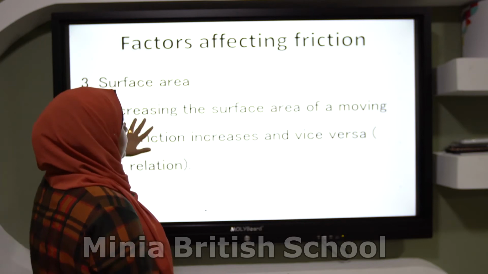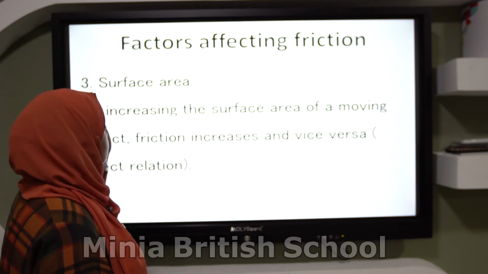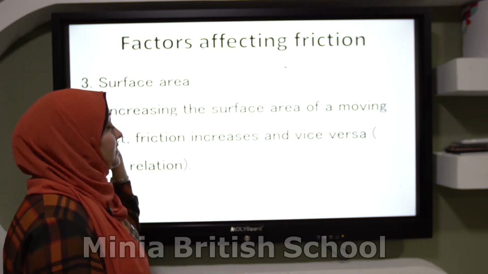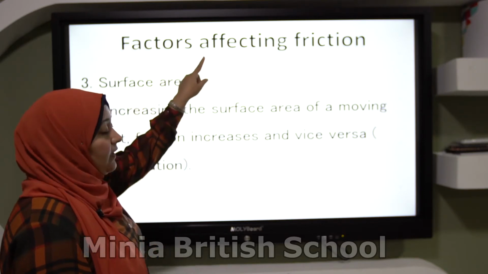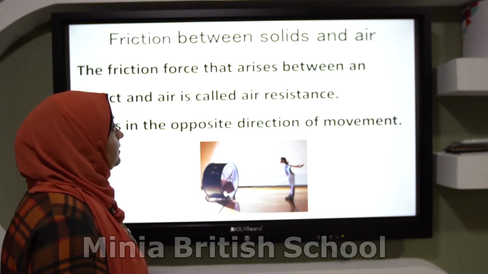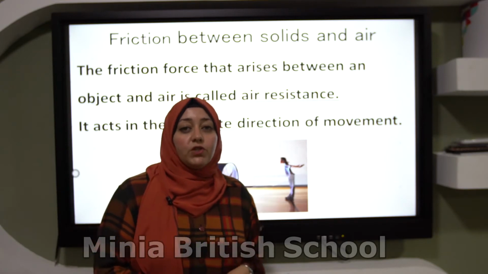As we can see here, by increasing the surface area of a moving object, friction increases, and vice versa. So there is a direct relationship between the surface area and the friction force. We will talk about the second type of the friction force.